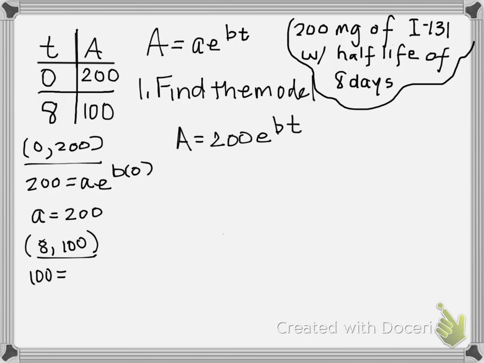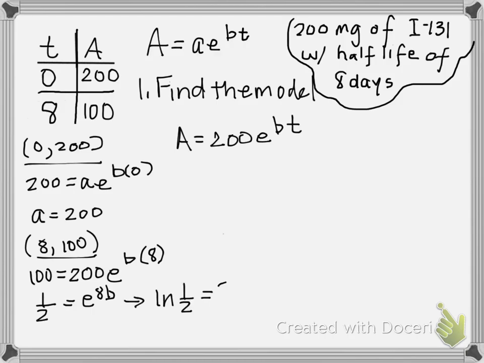100 equals the lowercase a, which is 200, e to the b times, and in this case I know that t is 8. And then I need to solve this for b. At this point, that's what I'm looking for, that b. So solving this for b, I'm going to say 1/2 is equal to e to the 8b, and then I will say that ln of 1/2 is equal to 8b using my definition of a logarithm.